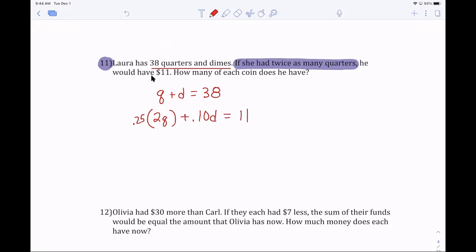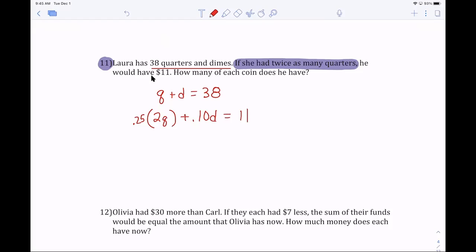So if we look at the first equation, Q plus D is what? 38. I don't think that was too hard. Now, the second equation was hard because you had to do what first? You had twice as many quarters. So originally we had Q, the number of quarters. If I double the number of quarters, that's how I do doubling, or twice, multiplied by 2.